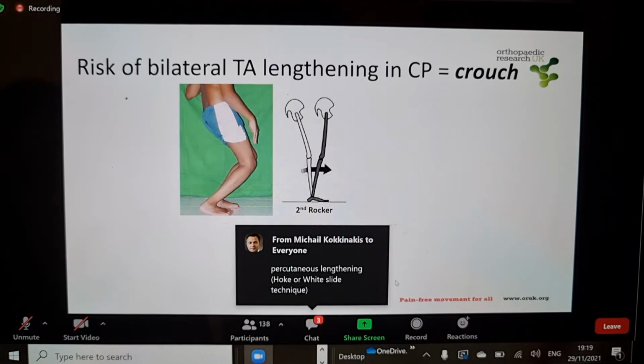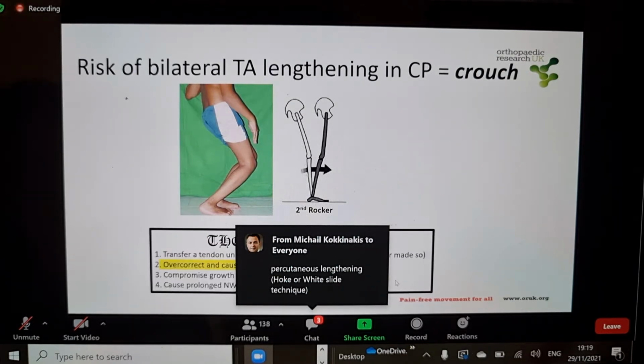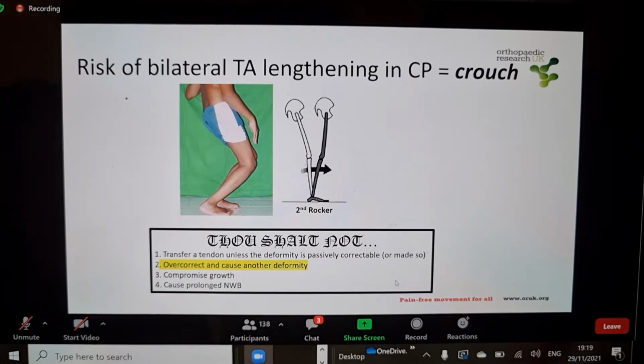So here's the big problem. Here's one of the big no-nos. Thou shalt not overcorrect and cause another deformity. So here's the big no-no for bilateral cerebral palsy. Thou shalt not, it is said, perform bilateral Achilles tendon lengthening. This has been one of our crimes in the past.